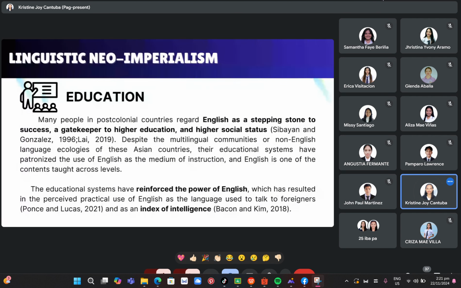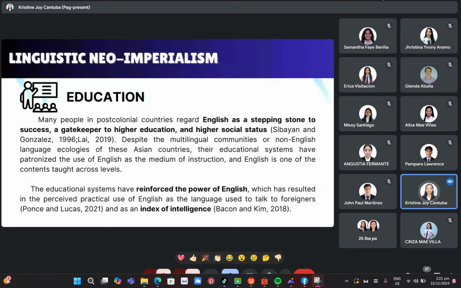And last, linguistic neo-imperialism in the domain of education. Many people in post-colonial countries regard English as a stepping stone to success, a gatekeeper to higher education and higher social status, according to Sibayan and Gonzalez in 1996, and also Lai in 2019.